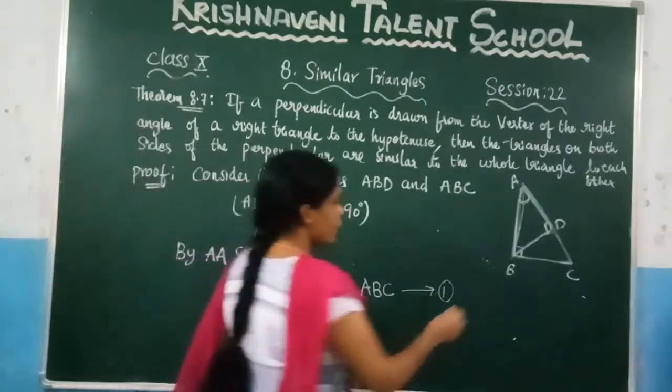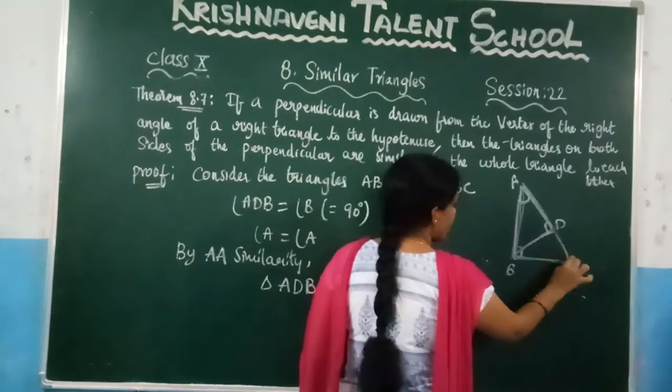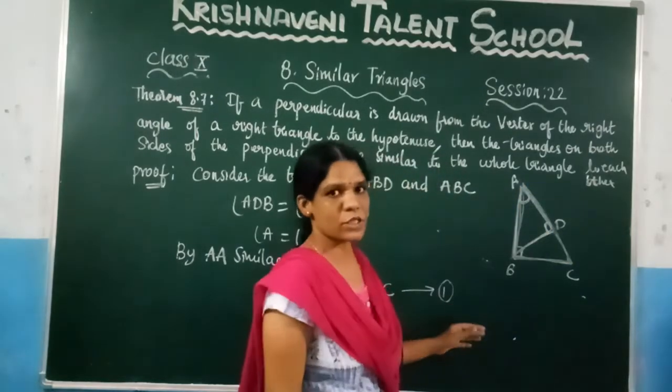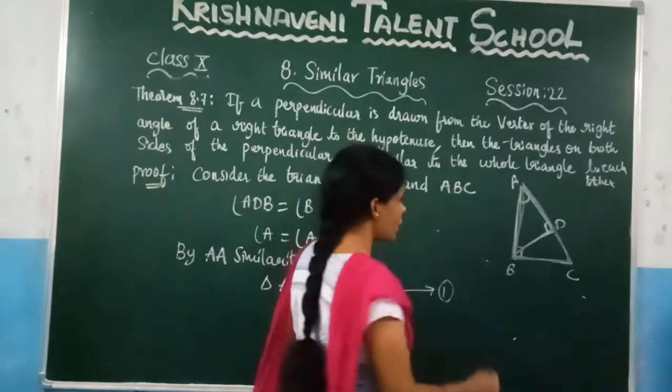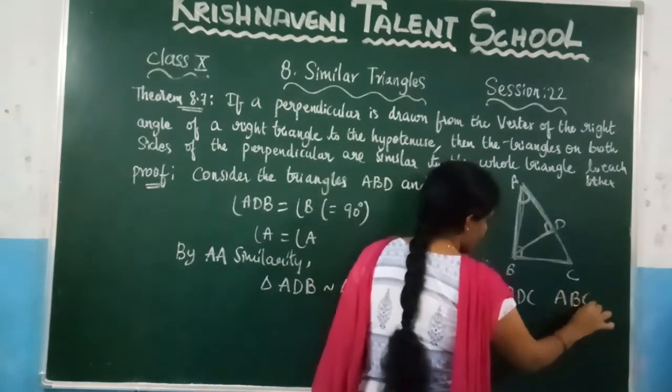Now we need to prove here this triangle and the bigger triangle are similar. So let us see here what angles are equal. Which triangles do we need to choose? Triangle BDC and triangle ABC.